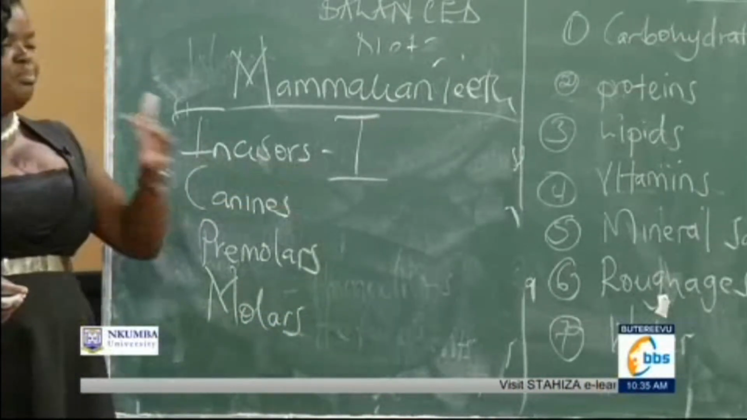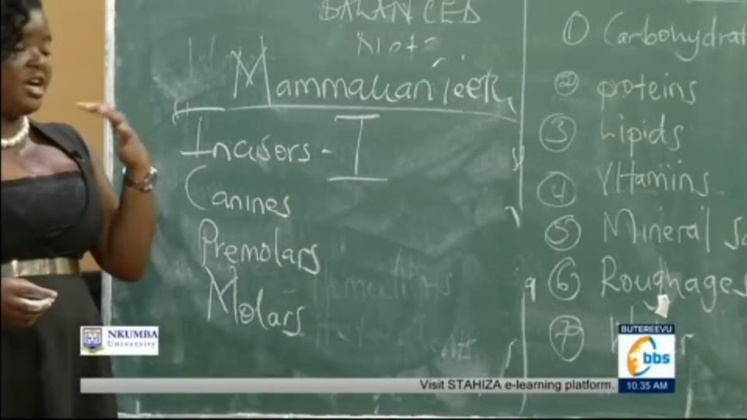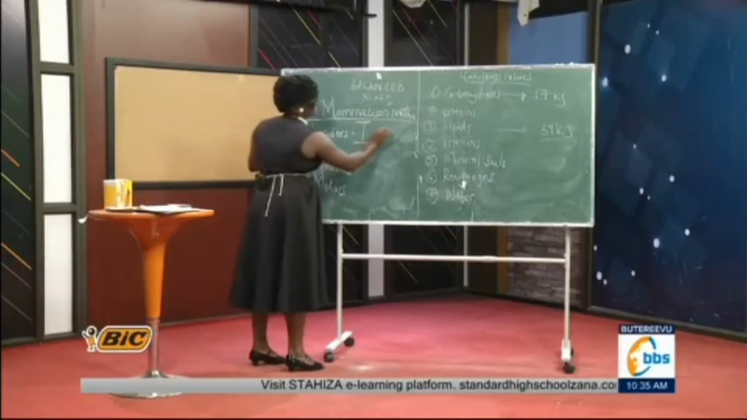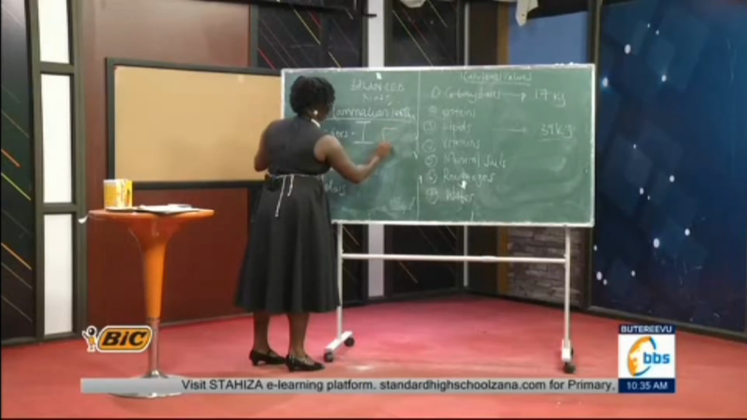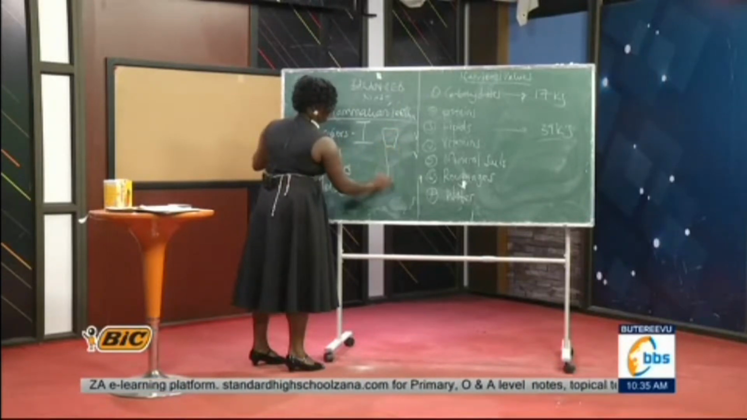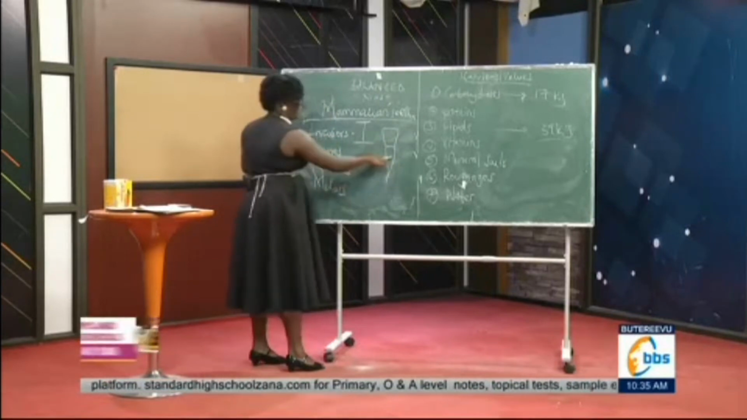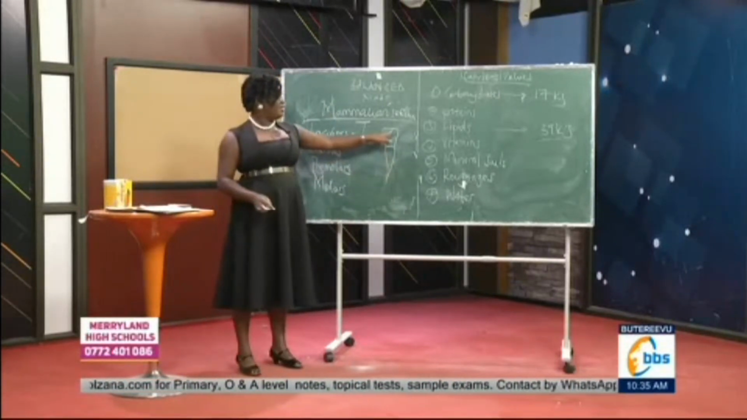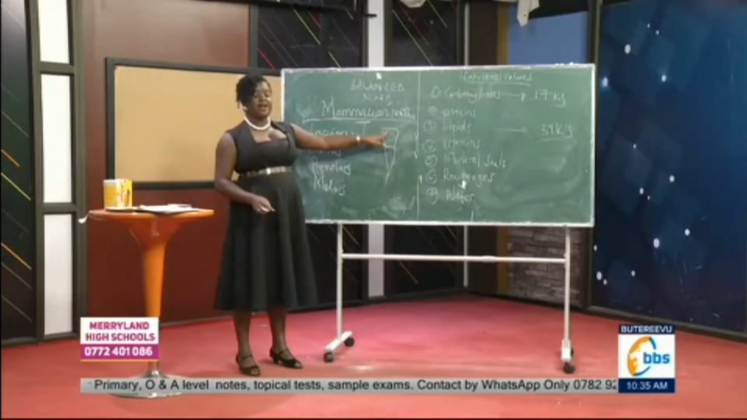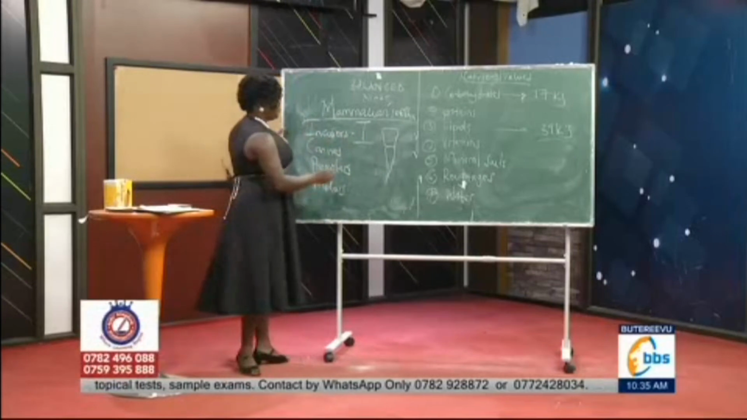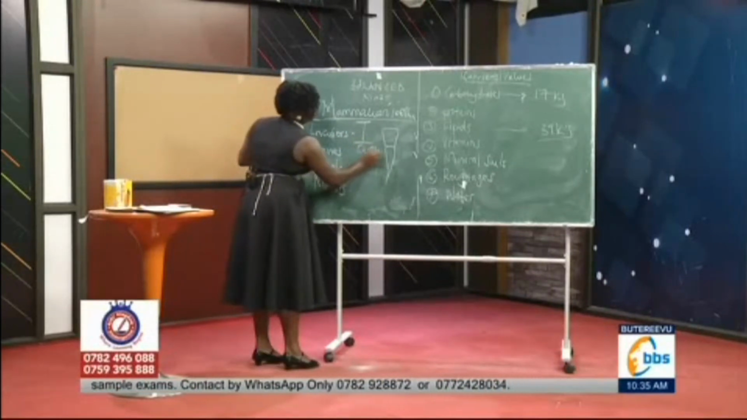The incisors being the front teeth. And when you look at them, they have a flat but sharp edge of their crown. And then they also have one root. And then this is flat and sharp. Basically, these are used for cutting food, cutting or biting.